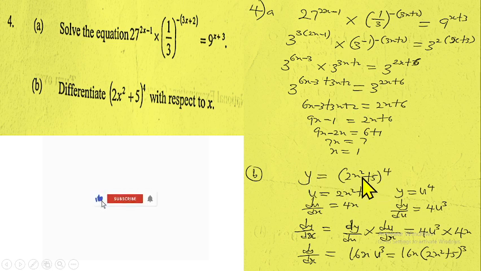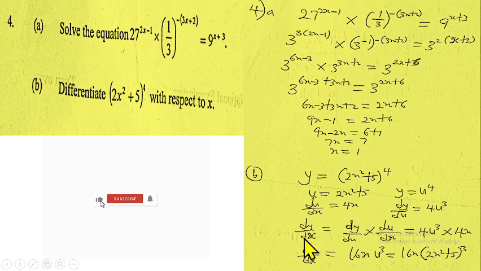What will it reduce to? You'll be having y equals u raised to power 4, and that's what you have left. So we can differentiate y with respect to u, and that should give us dy/du. If we differentiate u raised to power 4, that should give us 4u cubed.